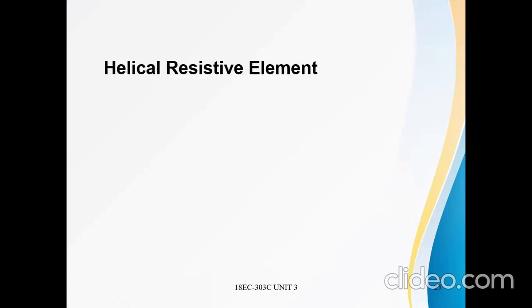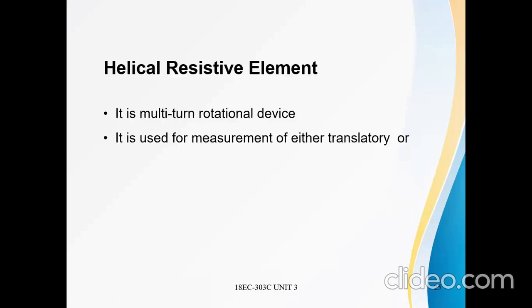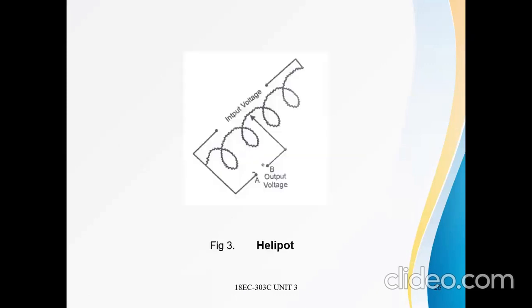Helical resistive element. See here, the previous one is single turn rotational. Here, helical is a multi-turn rotational device. It is used for measurement of either translatory or rotational motion. Both measurements, translatory motion or rotational motion, we can use this. You can see multi-turns; the shape of it is helical. The applied input voltage is between the starting and ending ends of the material. This is the wiper, and the output voltage is between the starting point and the wiper movement. Used for angular and rotational motions.